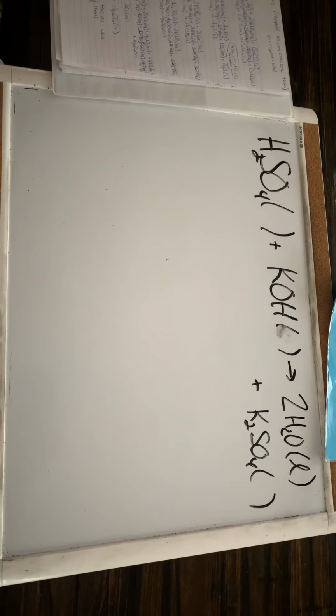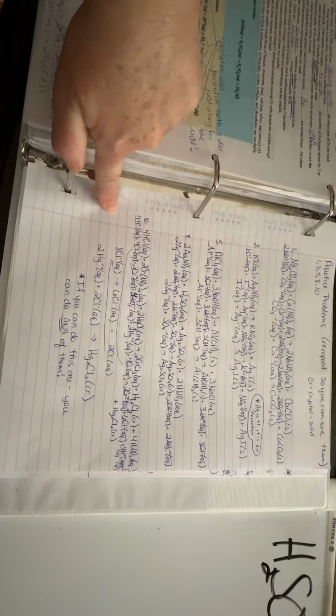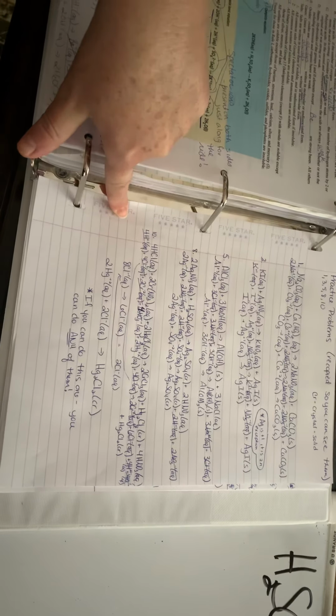So one of the things I did in the notes is I did these practice problems, but I recopied them because they were super messy over here. I made a mess. So I recopied them. I did 1, 3, 5, 8, and 10. If you can do number 10, you can do anything.